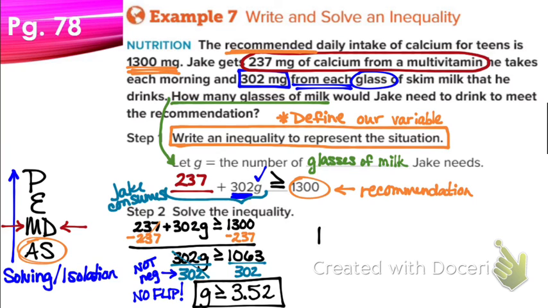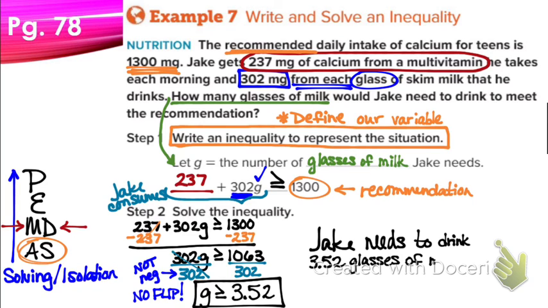Jake needs to drink 3.52 glasses of milk or more each day.